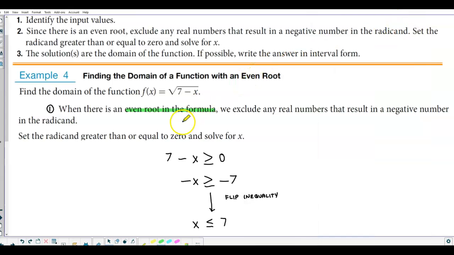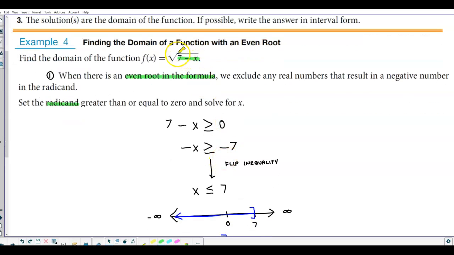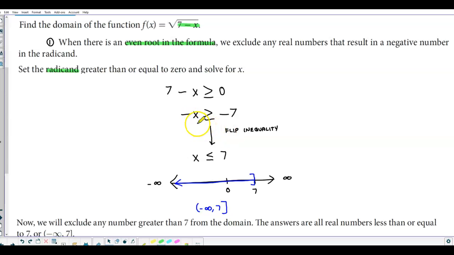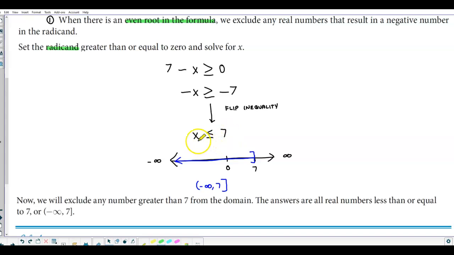So whenever you have what's underneath the radical, which in this case is called the radicand, we're going to take what's in the radicand and set that to be greater than or equal to 0. Again, when you have an even root. So now we're going to solve this inequality. The first thing we're going to do is subtract 7 from both sides. And then we have to divide both sides by a negative, which means we need to flip the inequality. So we get x less than or equal to 7.